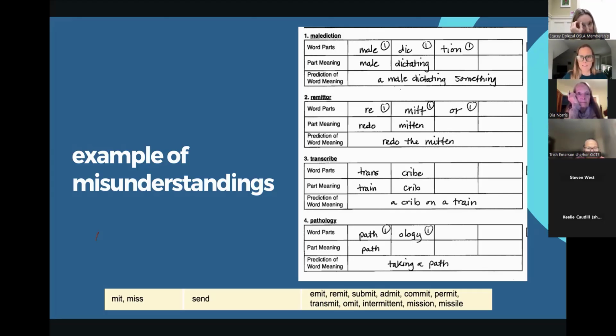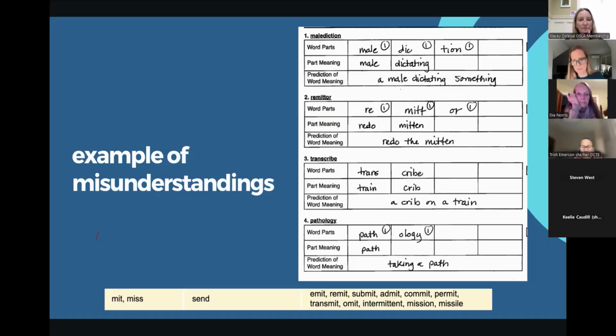So DICT means to say, like dictating or dictation or edict or predict. We can make a whole list of words that have DICT. But in the end, let's focus on mal, right? We could talk about listing words with mal, and we have malnutrition, right? We have malpractice. We have malfunction, right? So then anytime they see this mal, they're not going to think male again, hopefully.